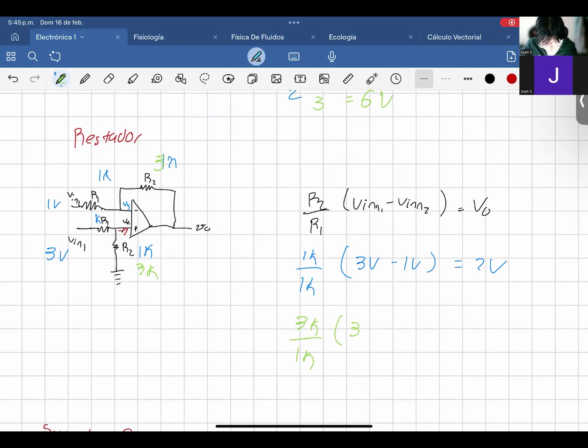And let's keep the same values and see what happens. 1 volt. So if we cancel this and this, we would get 3 times 2 volts, so it would give us 6 volts. So let's try it in the following program, Proteus, and check if we are right or if we're wrong.